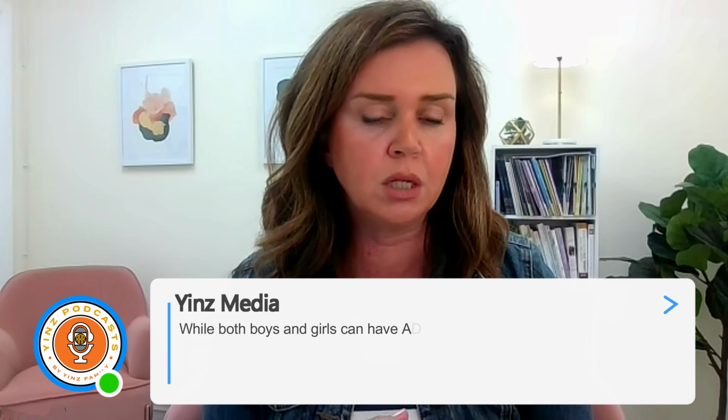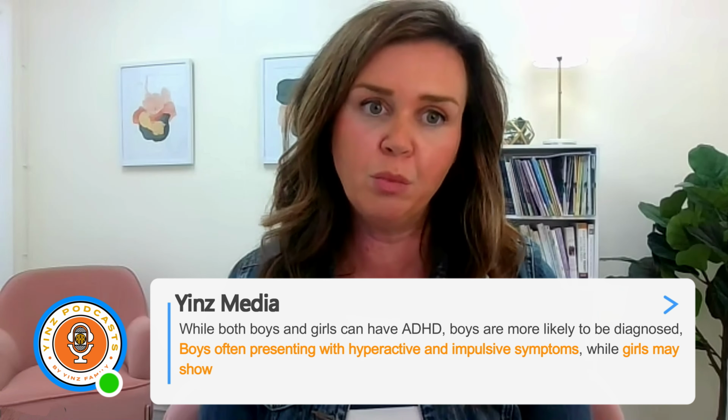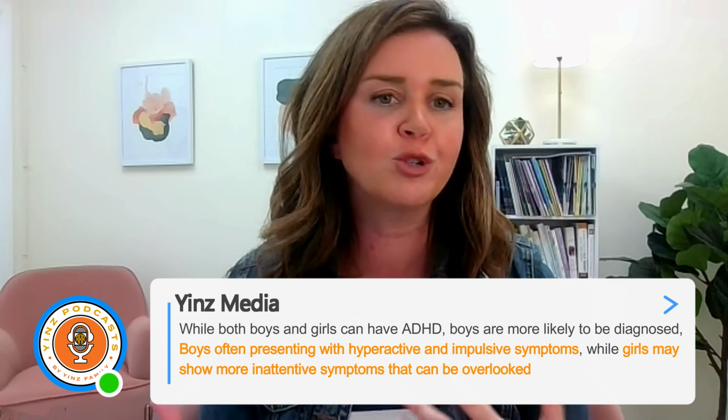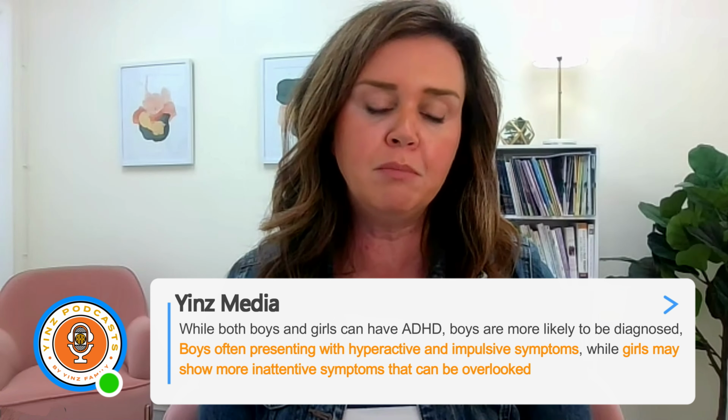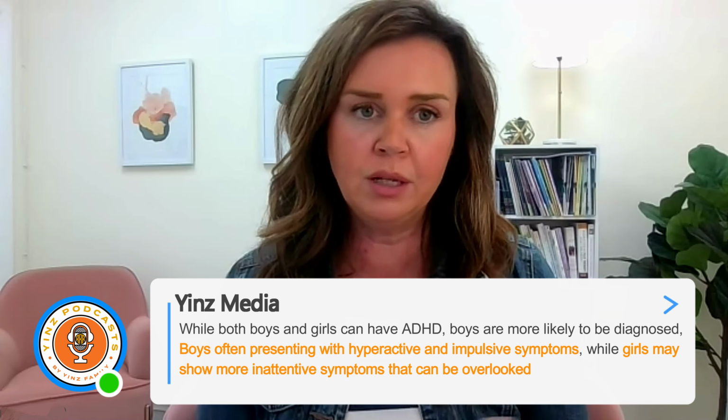And boys tend to present a little bit more with those hyperactive impulsive presentation. Girls traditionally, not always, it's not always the case, but may present with more of the inattentive symptoms. And because of just some cultural expectations, it may be easier for those individuals to sort of slide by for a while until maybe middle of elementary school or even middle school, when the demands get so intense that they may not be able to compensate for the inattention and the distractibility and the difficulty with organization and keeping track of things.